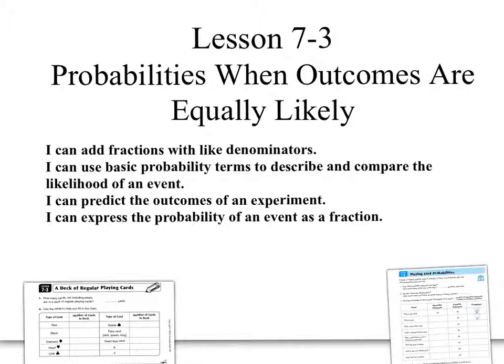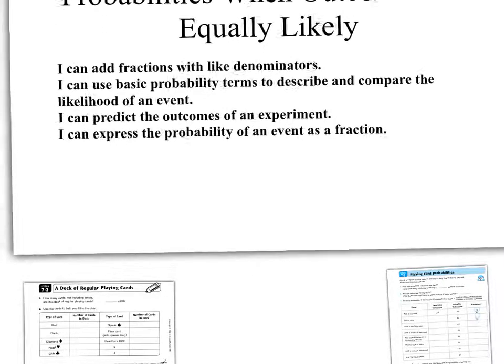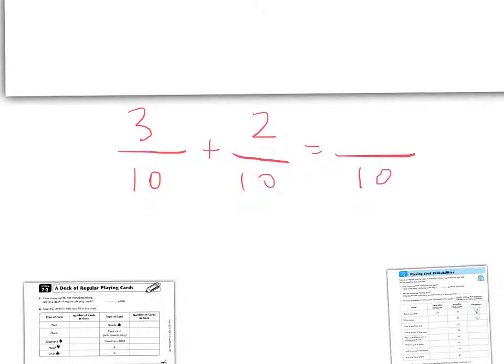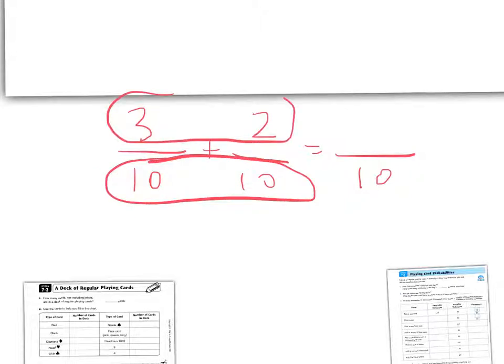Let's knock out the first one. I can add fractions with like denominators. We've done this 100 times lately, I think. Anytime the denominators are the same when you are adding, the answer will always have the same denominator. You do not add these two together. All you do is add the numerators together. What's 3 plus 2? Equals 5. So 3 tenths plus 2 tenths would equal 5 tenths.